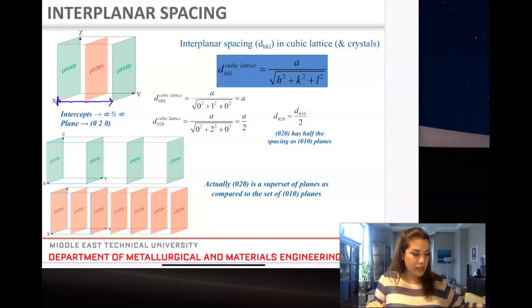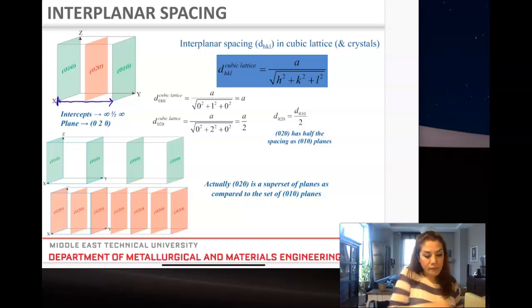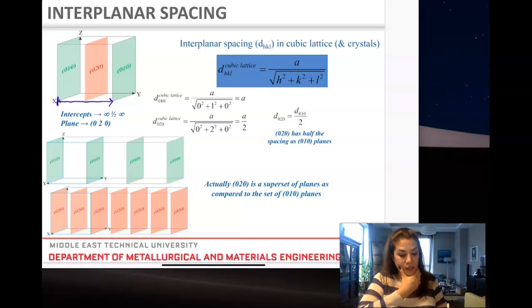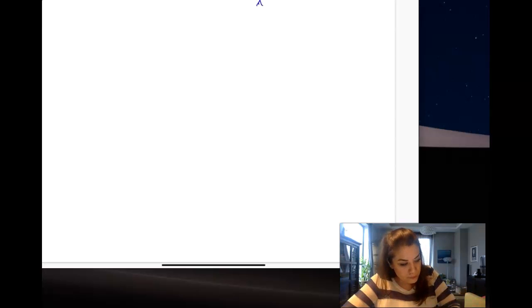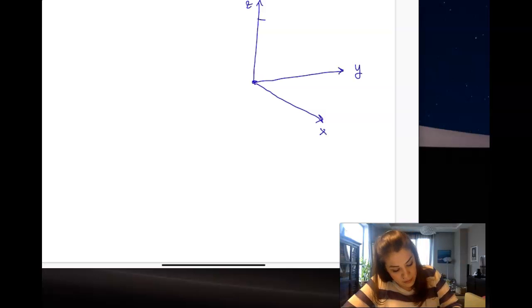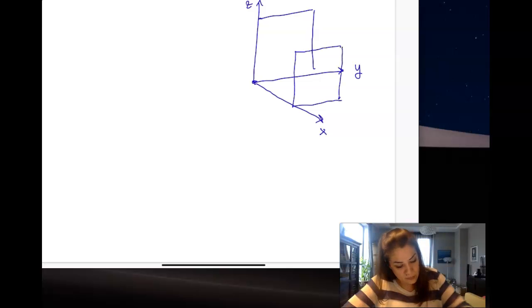Well, I can explain where that is coming from. That's for a cubic lattice, d_hkl being equal to this. Let's see the proof of it. To prove that, I'm going to draw a cube to this corner here, with Y, X, and Z parameters. Not the perfect cube, but still would do the job, I believe.